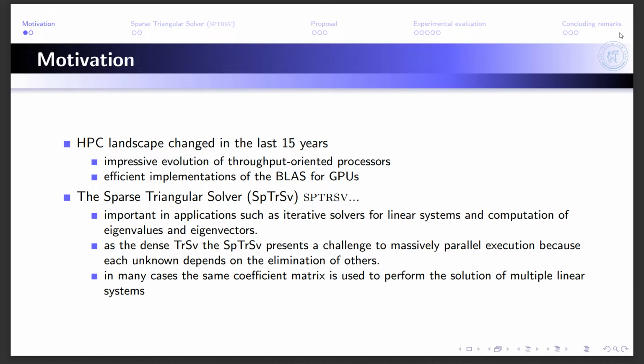The sparse one has also another problem, that not every row depends on all other rows before it. So there is variability in how you can process the work. Rows can be processed in parallel if none depends on the other. The applications of sparse triangular solver mean that many times you have to solve different systems, but they share the coefficient matrix. So there is a lot of work that can be reused.